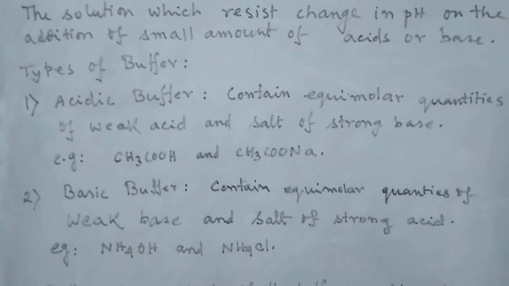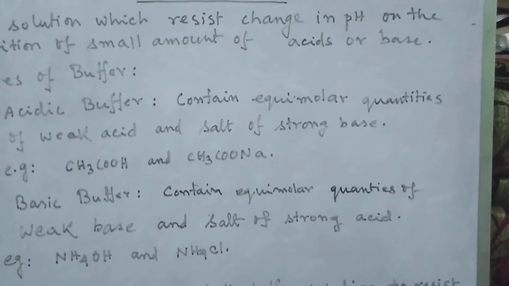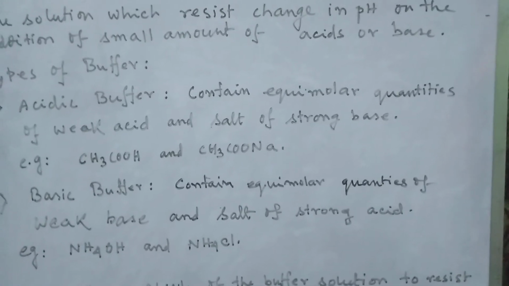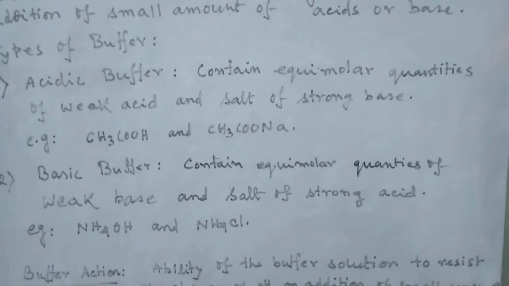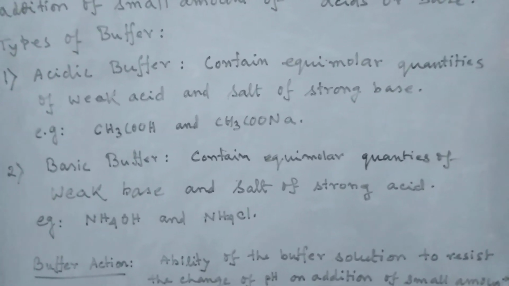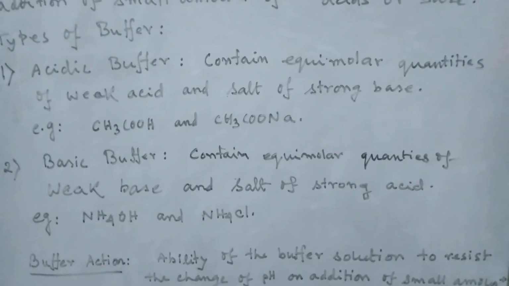Now, buffers are of two types. One is the acidic buffer, which contains equimolar quantities of a weak acid and the salt of a strong base of that weak acid. For example, acetic acid and the salt of acetic acid and sodium hydroxide, that is, sodium acetate. This equimolar solution of these two acts as an acidic buffer.